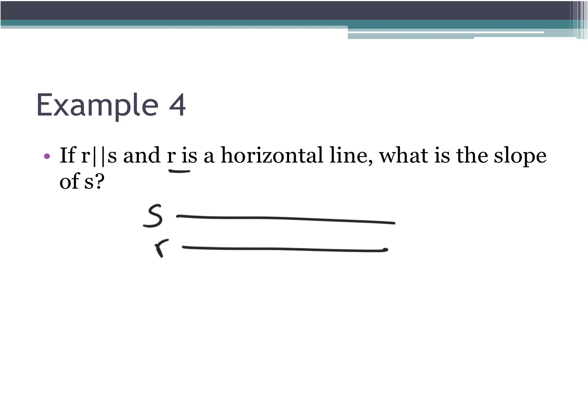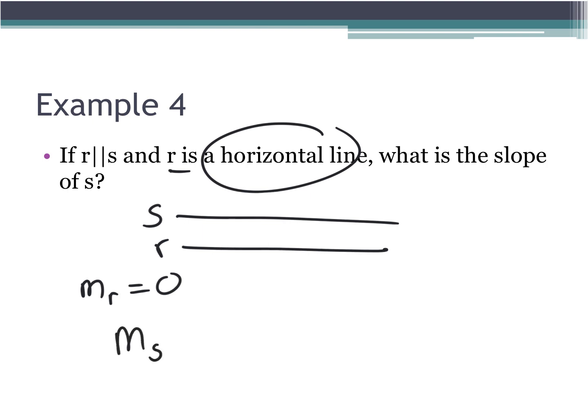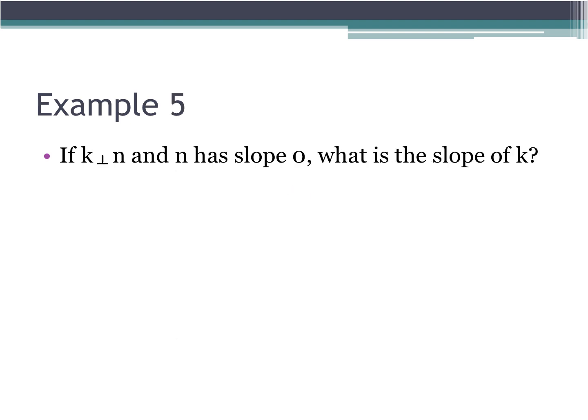Now keep in mind, since R is a horizontal line, that means a horizontal slope for R. The slope for R is 0, and because S and R are parallel, we can say that the slope of S is 0. If you can, please pause this video and take a second to write in to figure it out.